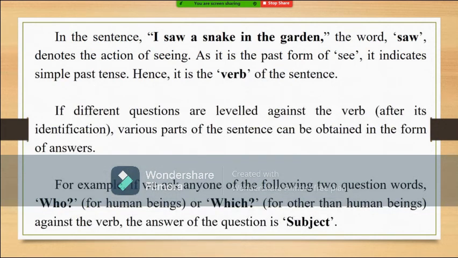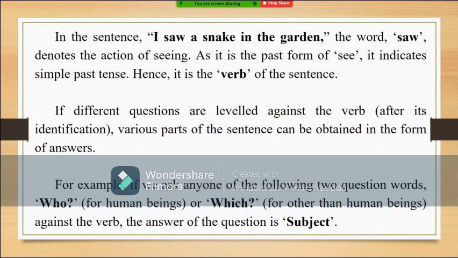I saw a snake in the garden. Here, I saw a snake in the garden is a group of words. It gives full meaning. So it is a sentence. In this sentence, there is a verb. Which is the verb? You can easily identify it by taking 2 considerations.